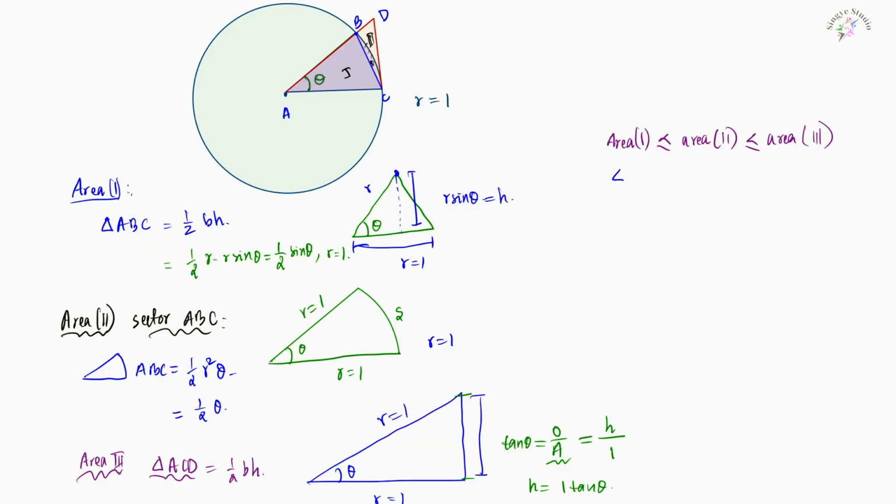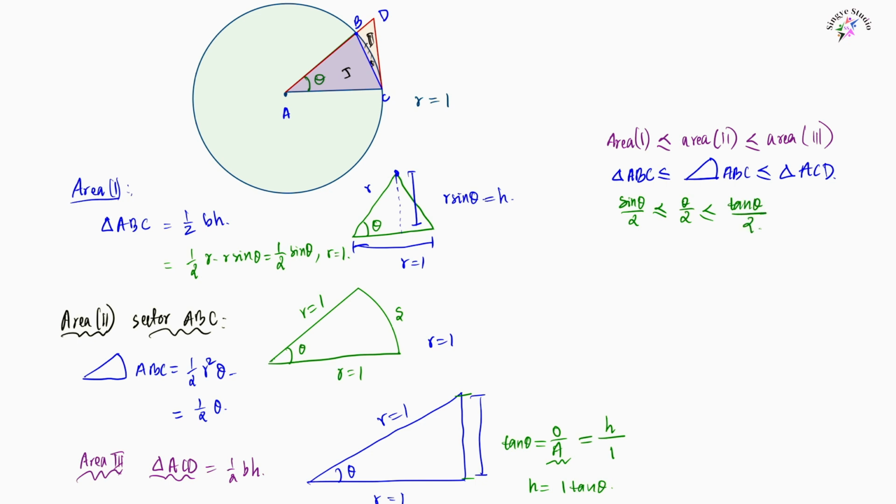Say the area of triangle ABC is less than the area of sector ABC, which is less than the area of triangle ACD, right? Now what are the values? The values are sine theta by 2 is less than theta by 2 is less than tangent theta by 2.